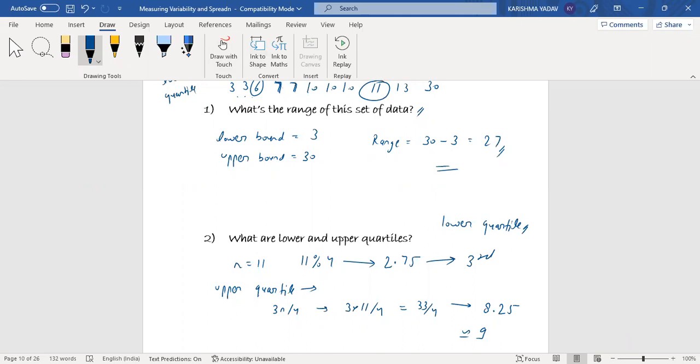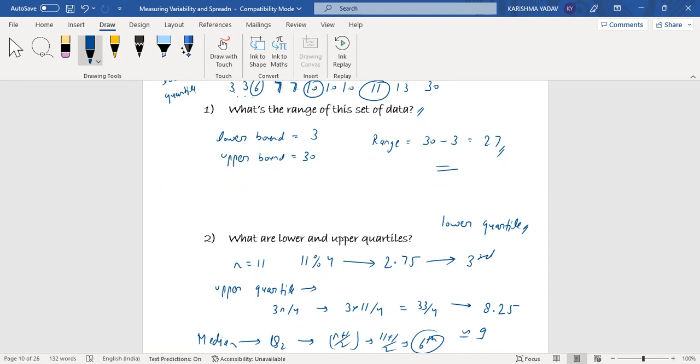Now what is the median here? The median is (n plus 1) by 2, the middle quartile or second quartile, that is Q2. That is how we find the median: 11 plus 1 by 2, which is 12 by 2, so it is the sixth position. Which one is the sixth position? 1, 2, 3, 4, 5, 6. This is my sixth position.